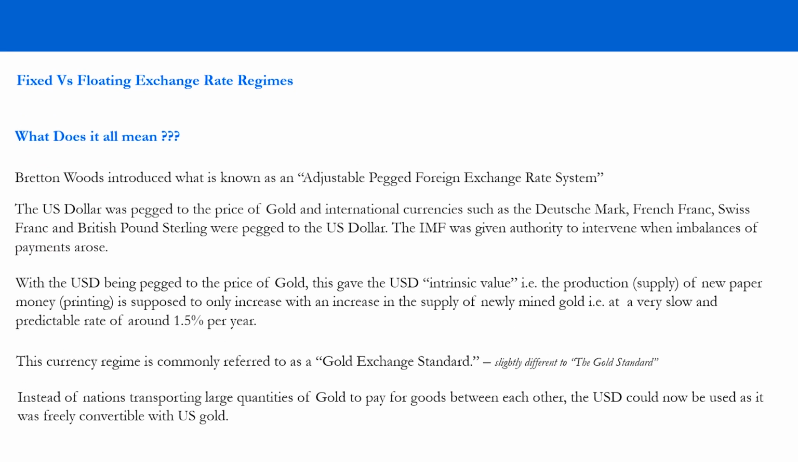So what does it all mean? Well, Bretton Woods basically introduced what is known overall in economics as an adjustable pegged foreign exchange rate system. So what happened was the US dollar was pegged to the price of gold, and then in turn, international currencies, like the Deutschmark, the French franc, the Swiss franc, and the British pound, were then in turn pegged to the US dollar. And the IMF was given authority to intervene when there were imbalances or deficits arising from these payments.